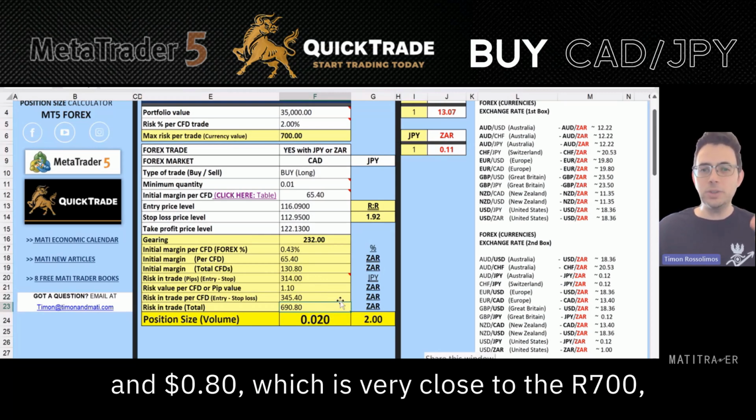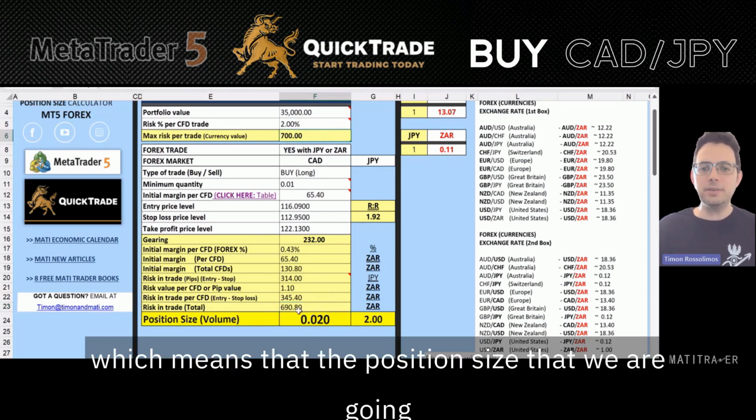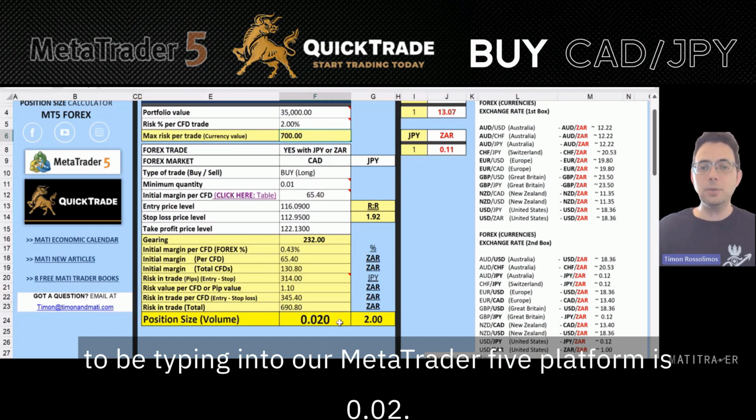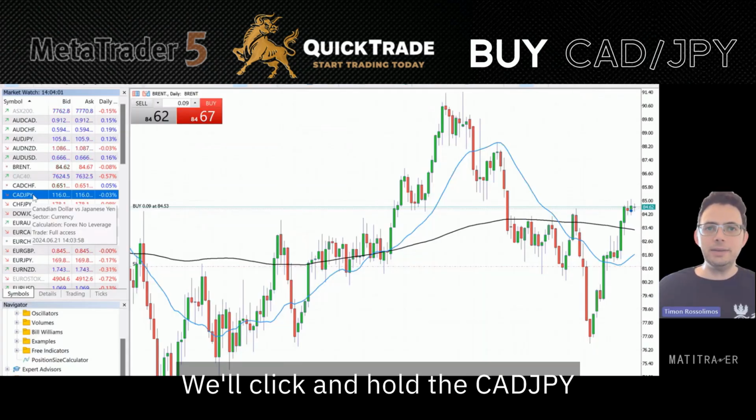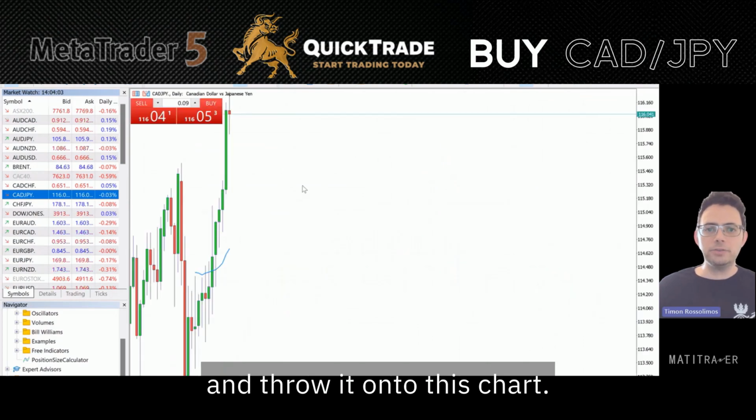which is very close to the 700 Rand, which means that the position size that we are going to be typing into our MetaTrader 5 platform is 0.02. We'll click and hold the CADJPY and throw it onto this chart.